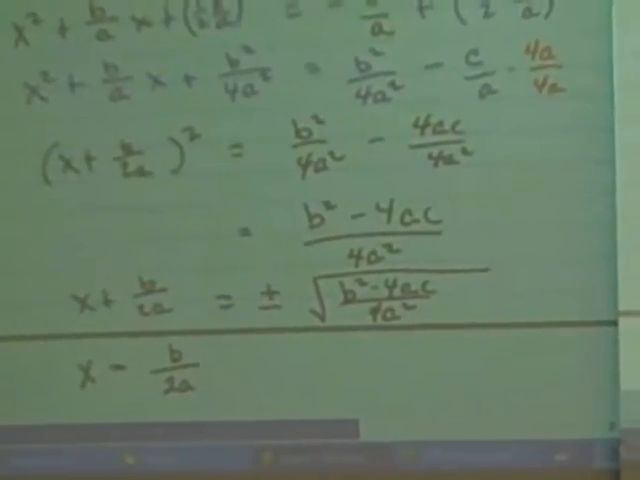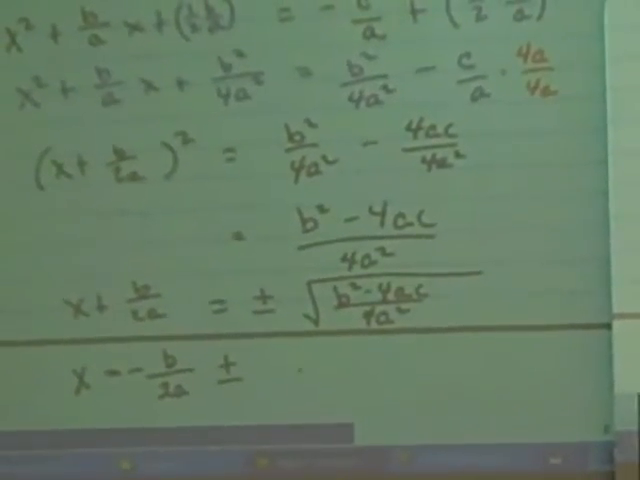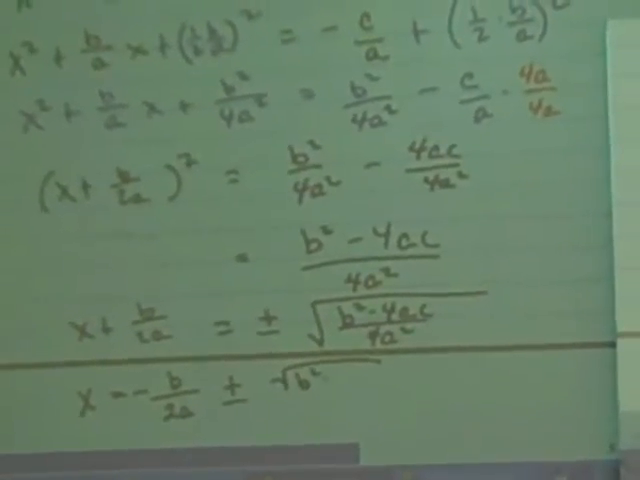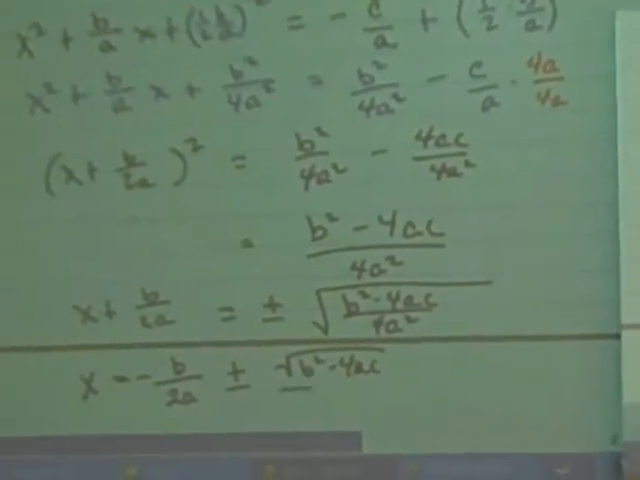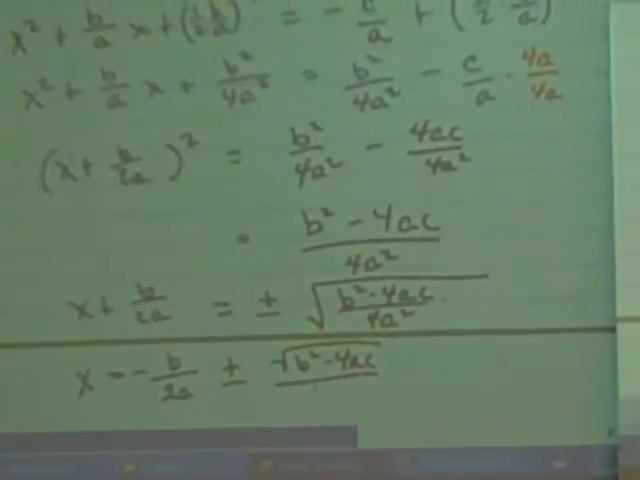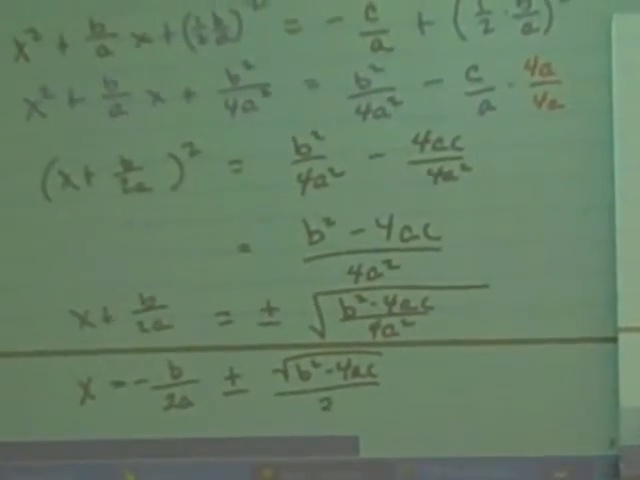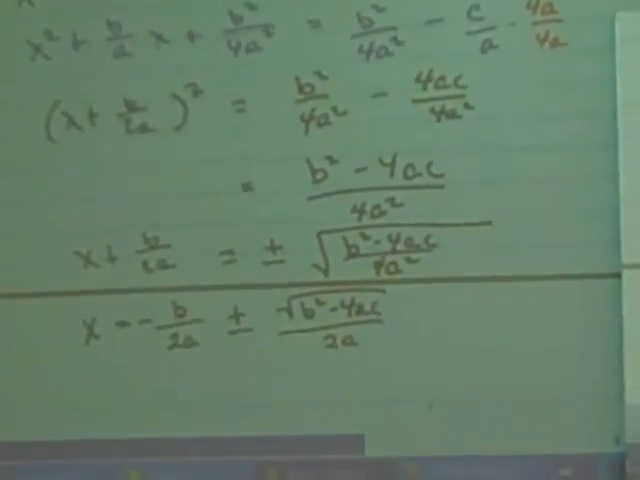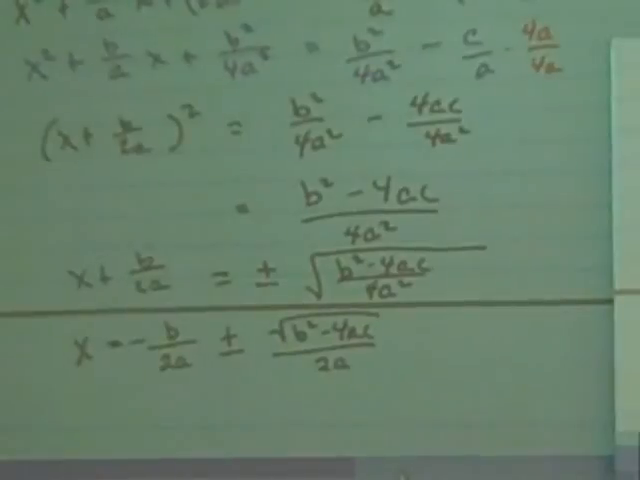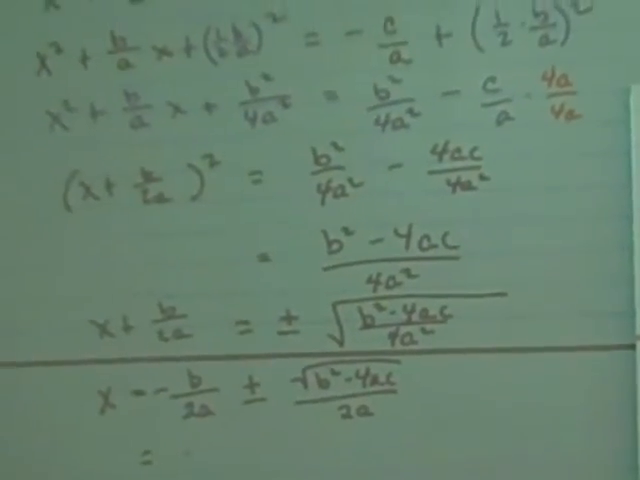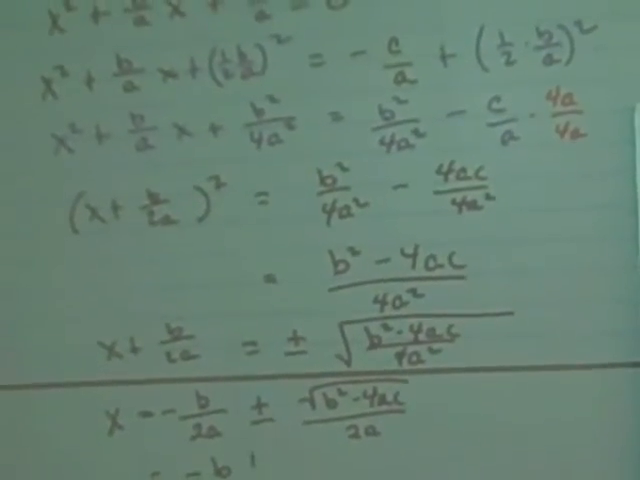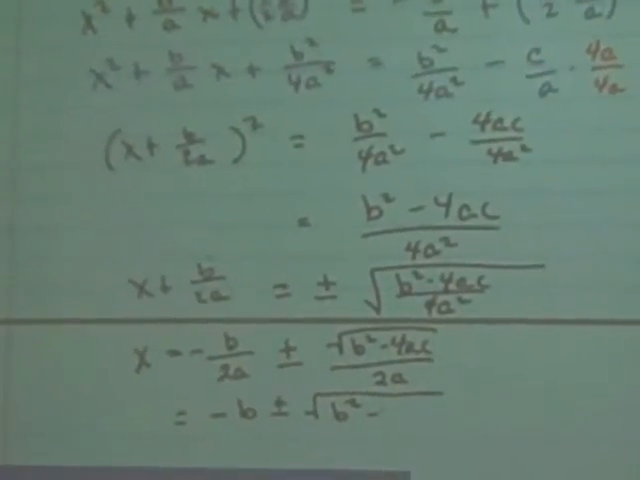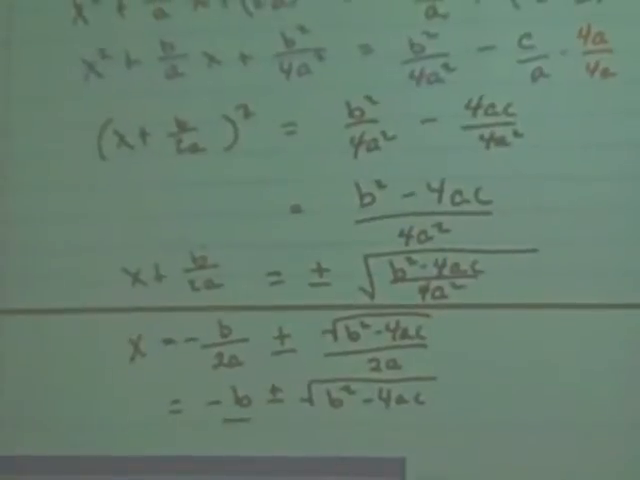What can I do with that radical? Put on the bottom and top. Okay, that's the same as square root of the top over the square root of the bottom. What's the square root of 4a squared? 2a. And lo and behold, what do I have? Almost. Yeah, since I have a common denominator, I can combine all of this into one fraction.